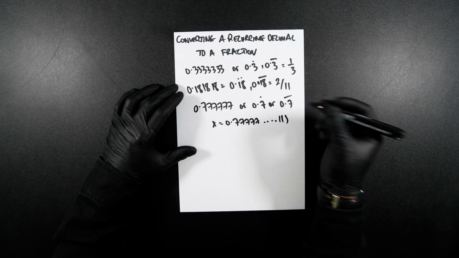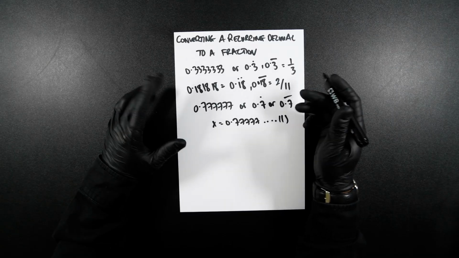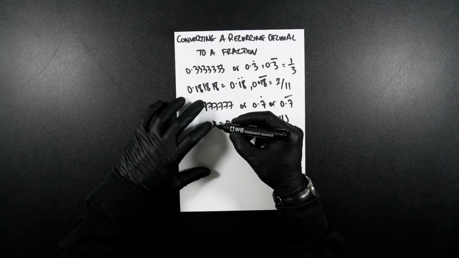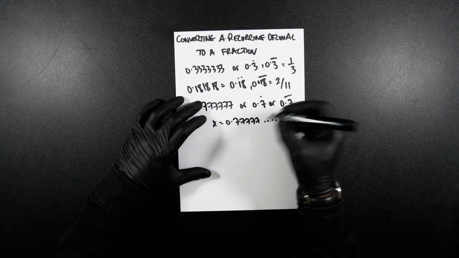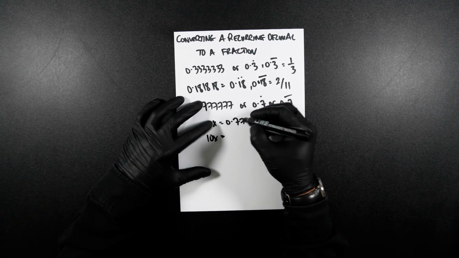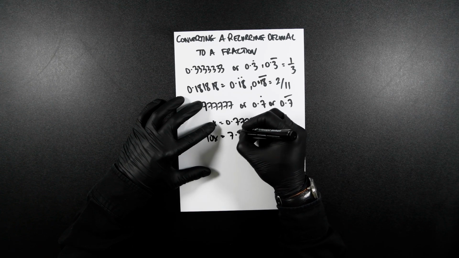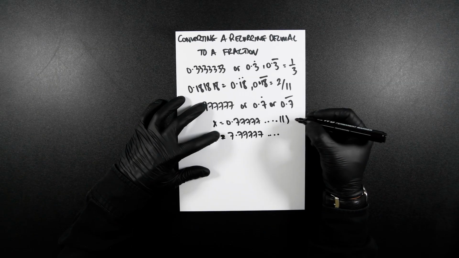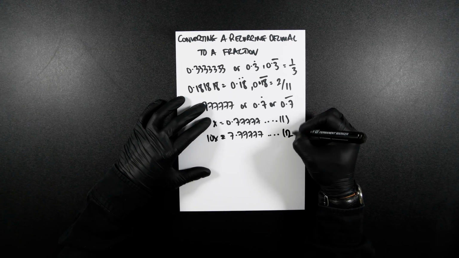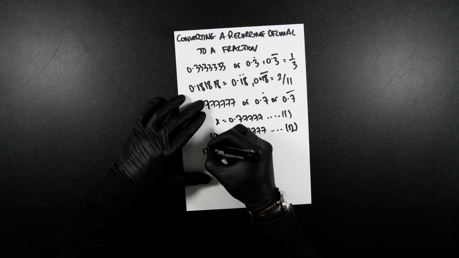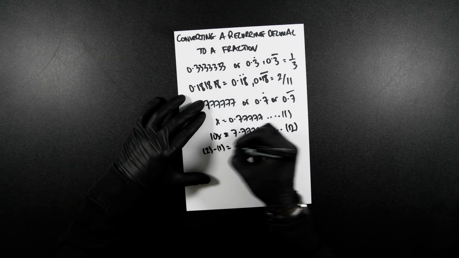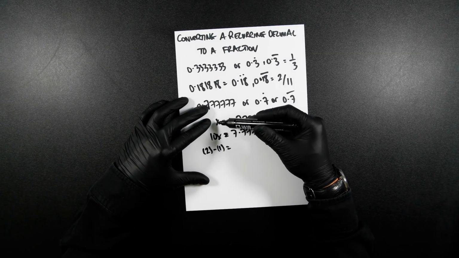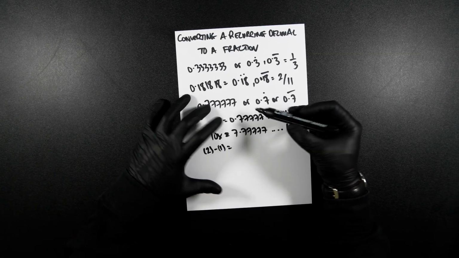Let's call this our equation 1. It's not an equation, it's just whatever. We'll call it equation 1. And now let's multiply the left-hand side and the right-hand side by 10. So you're going to get 10x equals, what's this times 10? 7.77777, and so on. We're going to call this number 2. So now take 2 and subtract it from 1. So what you do is everything on the left-hand side, you subtract from everything on the left-hand side here, right-hand side from the right-hand side.